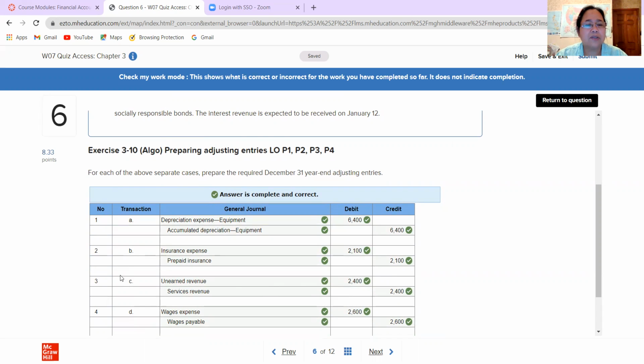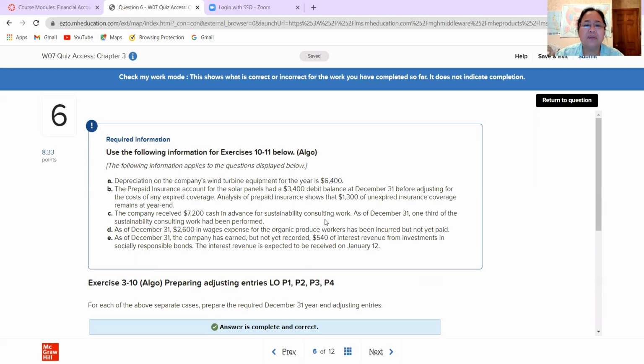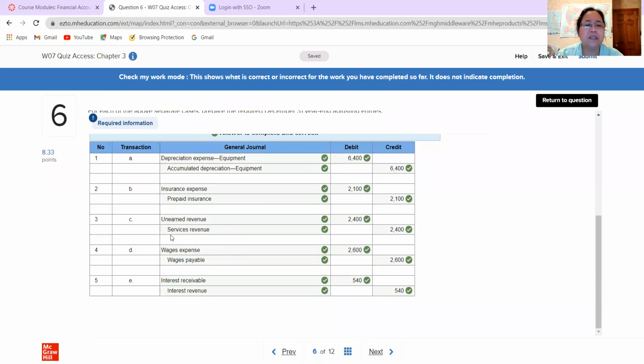So in transaction C, I entered unearned revenue and I debited 2,400. And then since I cannot find the sustainability consulting work, I entered services revenue and I credited 2,400. I entered the 2,400 in the credit side, and the unearned revenue I entered into the debit side.